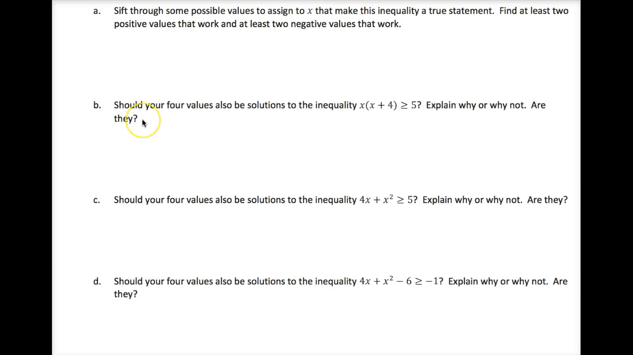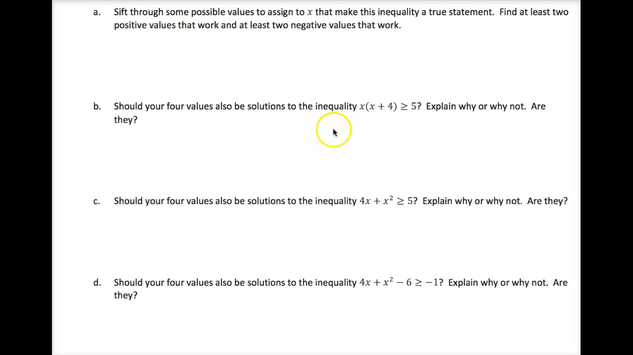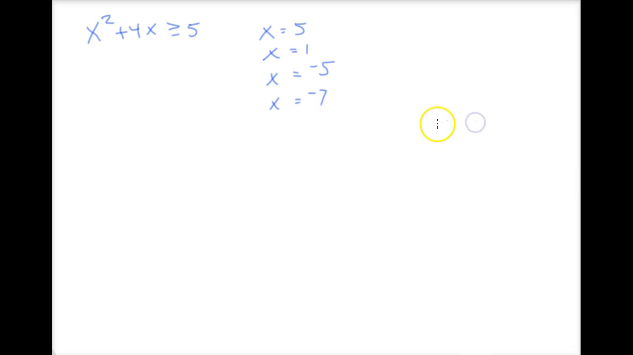The next question is, should your 4 values also be solutions to x times the quantity x plus 4 greater than or equal to 5? Explain why or why not. Are they? This is where we left off. We had x squared plus 4x is greater than or equal to 5, and we had 4 solutions, 2 positives and 2 negatives, that worked nicely. Now we're being asked to think about what happens if the inequality is not x squared, but x times the quantity x plus 4.